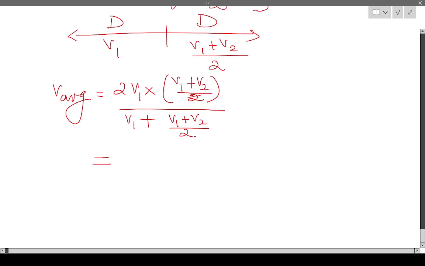I will cancel this one. These two things I will cancel. So I will get it as v1 into v1 plus v2, whole divided by v1 plus v2 by 2.